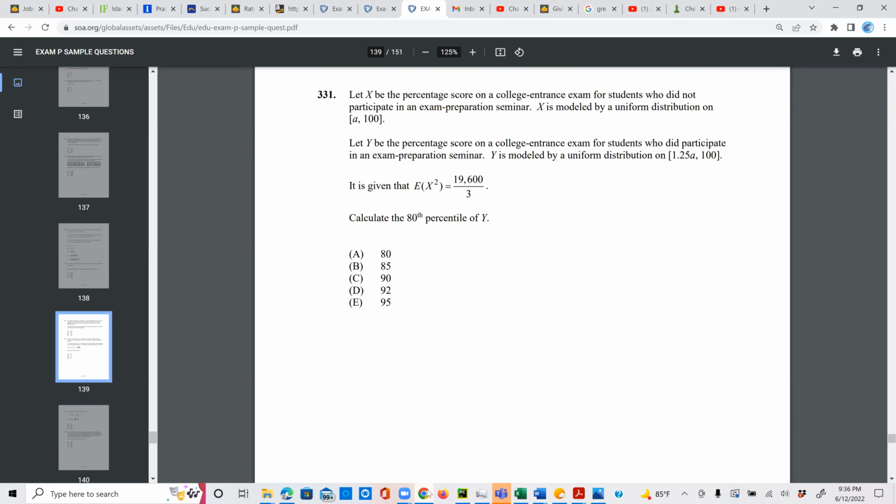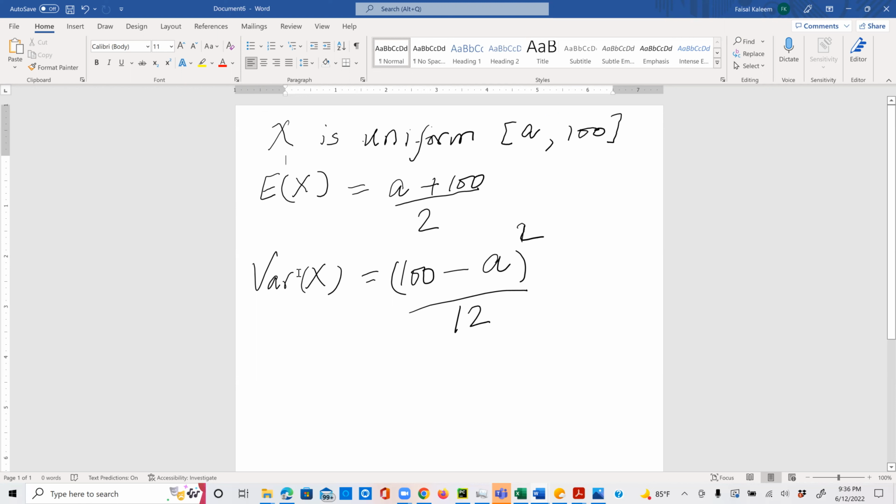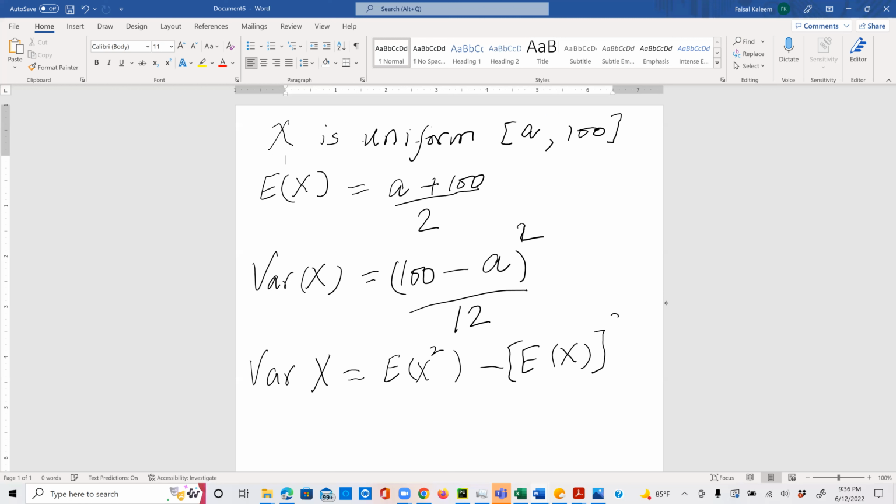So now we will write the equation which relates E of X, variance of X, and E of X squared. That equation is variance of X is equal to E of X squared minus (E of X) squared. And from this, we can calculate E of X squared by doing the algebra. So that implies that E of X squared is equal to variance of X plus (E of X) squared.